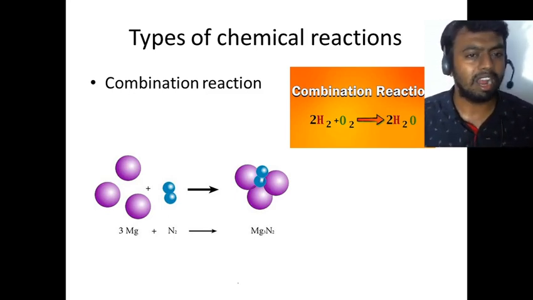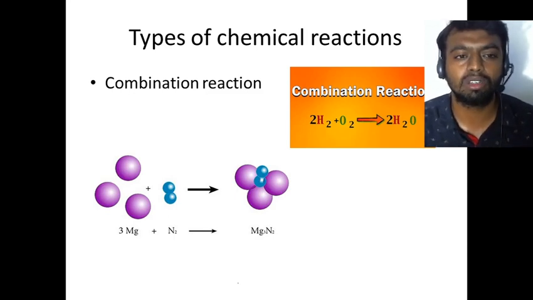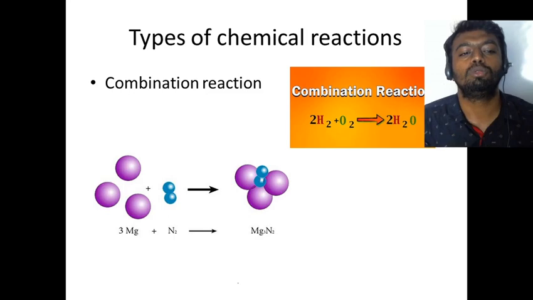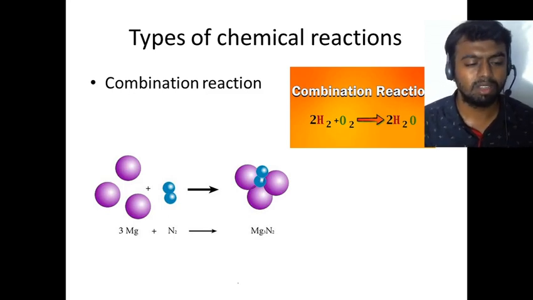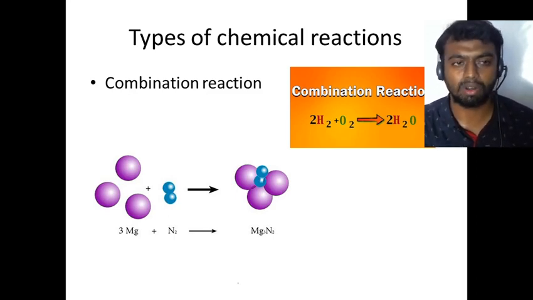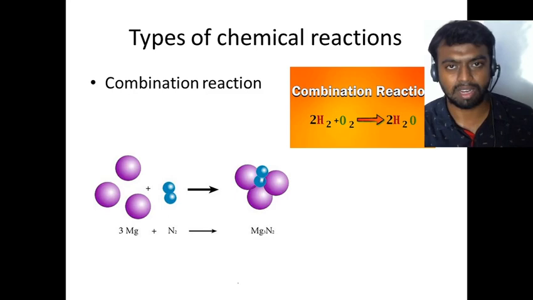I have taken hydrogen and oxygen. I'm getting water. Hydrogen and oxygen, you have to take as simple substances. Water you need to consider as a complex substance. The second example is also the same. I have taken magnesium and nitrogen. I'm getting magnesium nitride as a product. So this is a combination reaction.